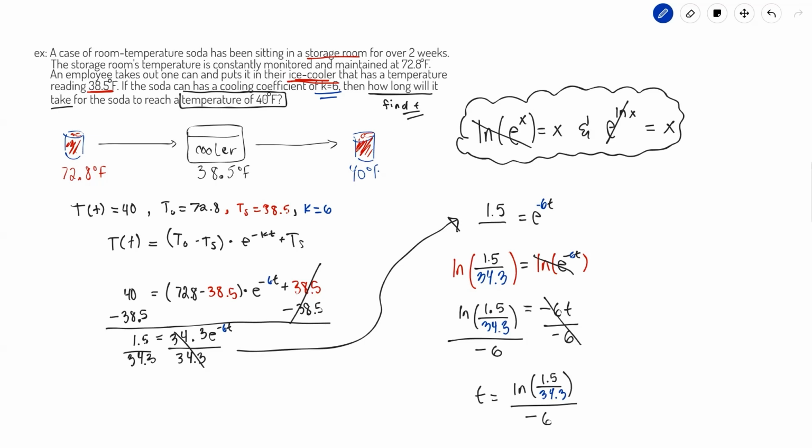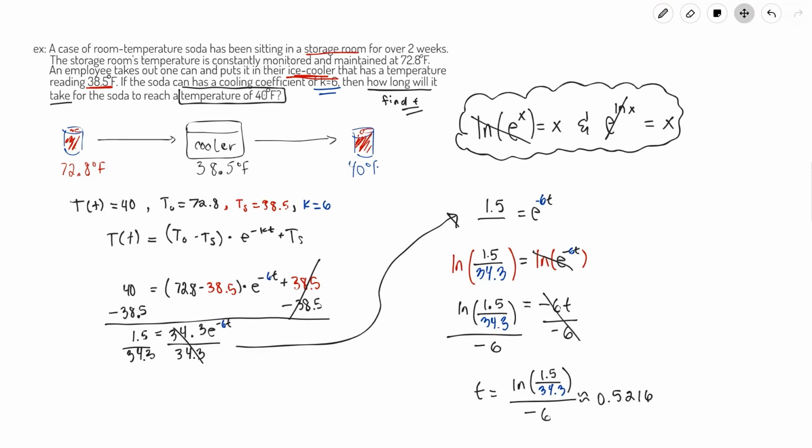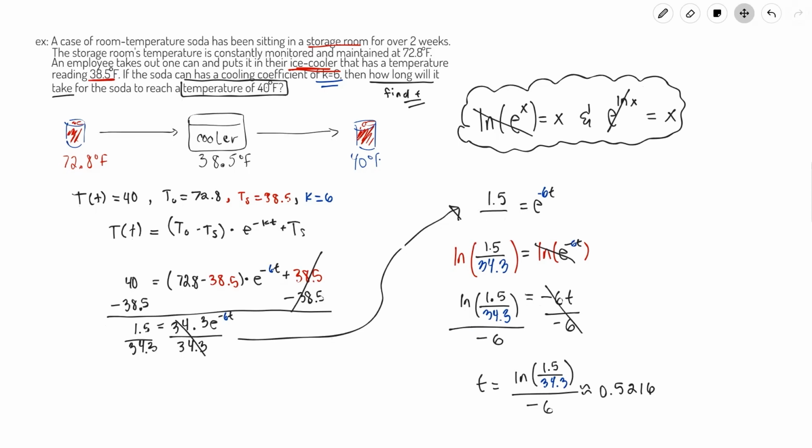Now we're going to put this into the calculator, and let's see what we get out. I get out 0.5216. We have to keep in mind that we are measuring this time in hours. So it'll take about 0.52-ish hours or so in order for this soda can to reach the temperature of 40 degrees inside of this cooler.